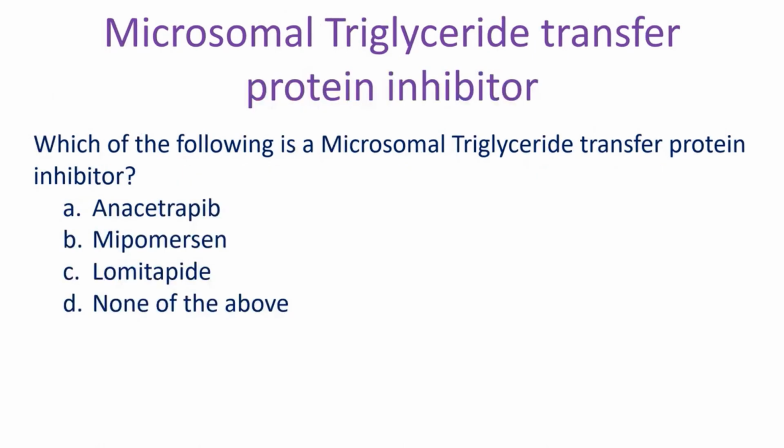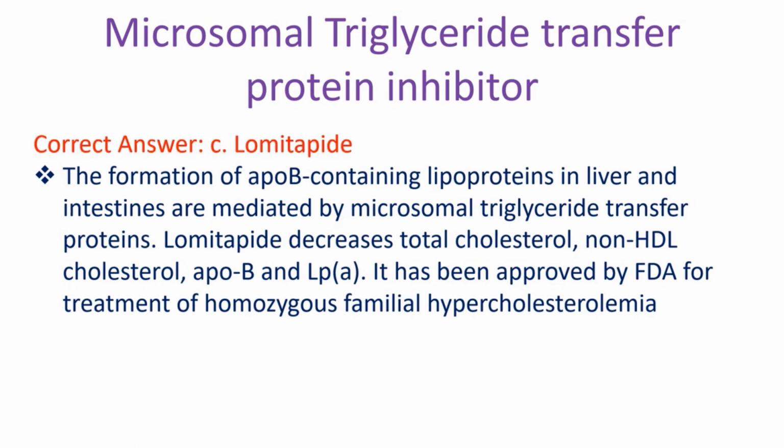Which of the following is a microsomal triglyceride transfer protein inhibitor? A. Anacetrapib, B. Mipomersen, C. Lomitapide, D. none of the above. Correct answer C. Lomitapide. The formation of ApoB containing lipoproteins in liver and intestines is mediated by microsomal triglyceride transfer proteins. Lomitapide decreases total cholesterol, non-HDL cholesterol, ApoB, and lipoprotein little a. It has been approved by FDA for treatment of homozygous familial hypercholesterolemia.